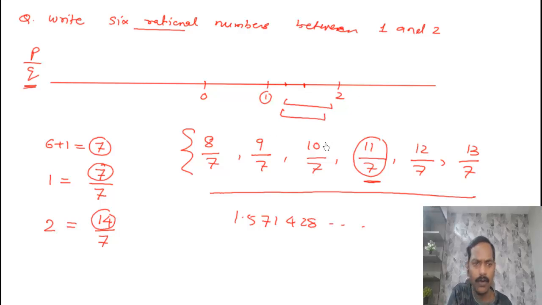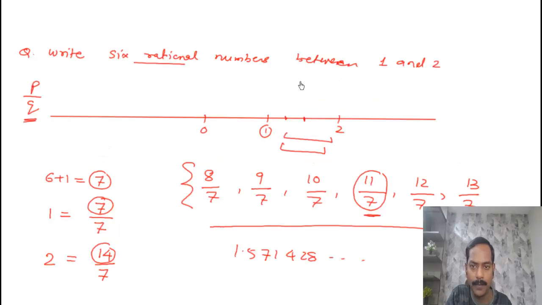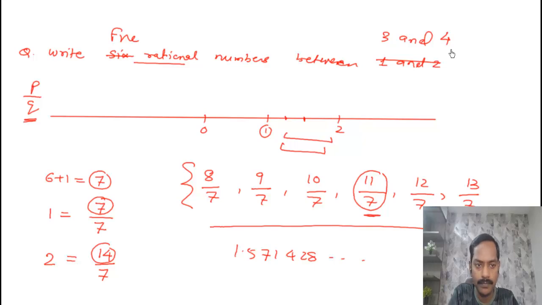Right? So take as homework, or you can just pause this video and try to figure out, say, 5 rational numbers between 3 and 4. Just pause the video and try on your own. I'll be on mute for some time so that you can pause.